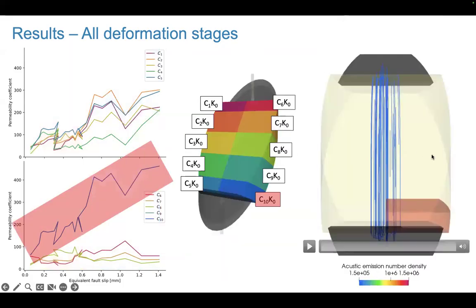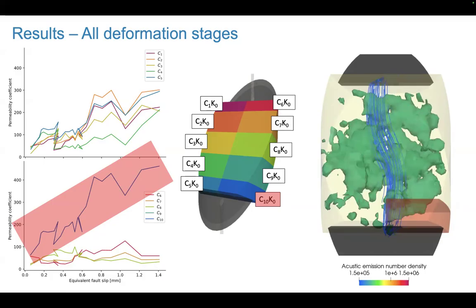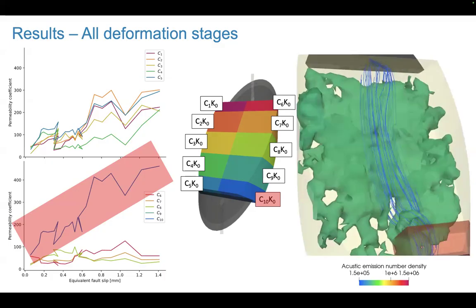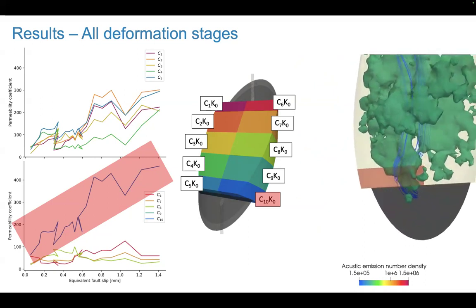Let's now focus on the heterogeneity. We can see that cell 10, so the portion of the fault here in this corner, experiences a very large increase in permeability when compared to all of the other cells, especially to the cell on the left-hand side of it. And if we observe the acoustic emission density field, we can see that in that particular location, there is a high concentration of damage when compared especially to the portion of the sample on the other side.